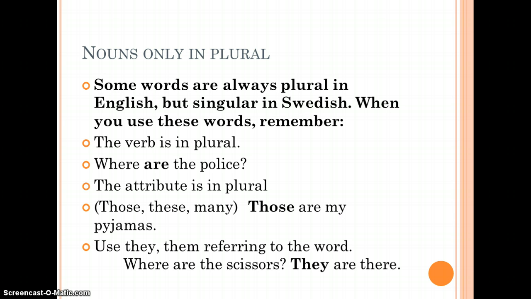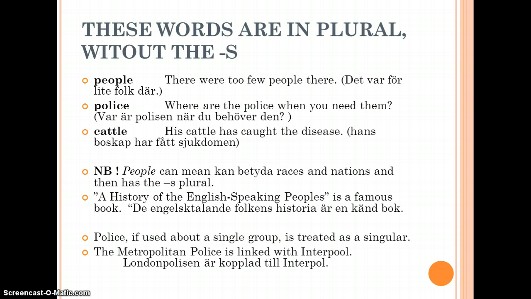Then we have some words that are always plural in English but singular in Swedish. And when you use these words, you have to remember that the verb is in plural. Where are the police? The attribute is in plural, meaning those, these, and many. Those are my pajamas. And when you refer to the word, you have to use they. Where are the scissors? They are there.